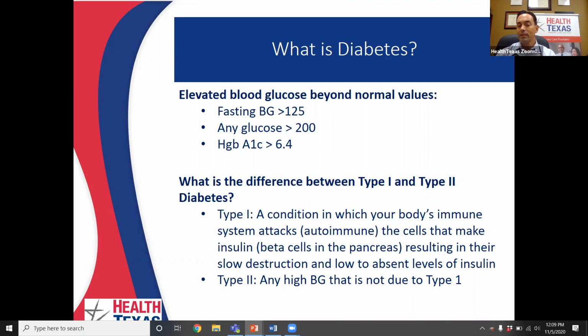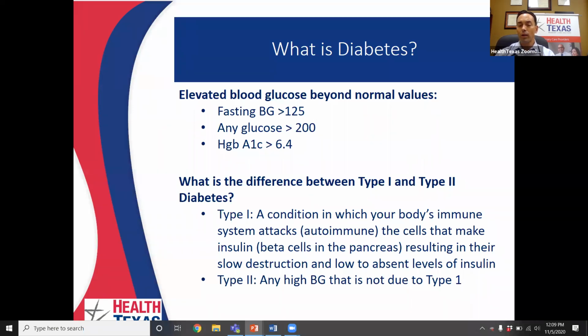And the way this is done in the provider's office is that your provider can run a few different tests. We can actually test for these antibodies in type 1 diabetes. And so we run those tests. And if your antibodies are positive, then by definition, you have type 1 diabetes. And if they're negative, then you do not.